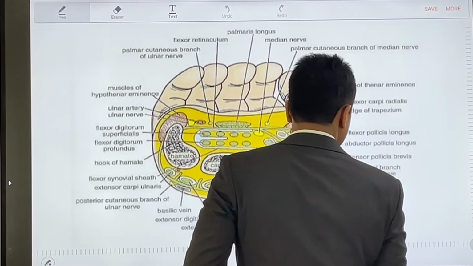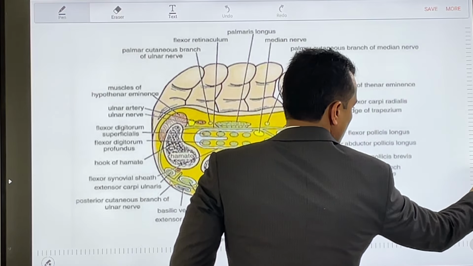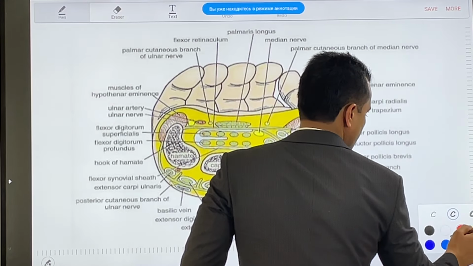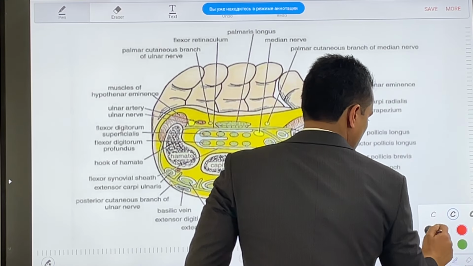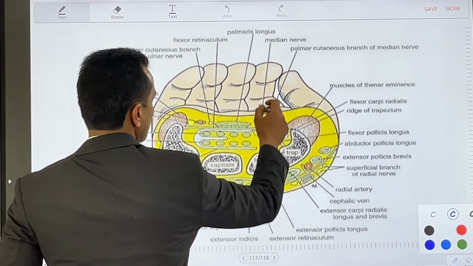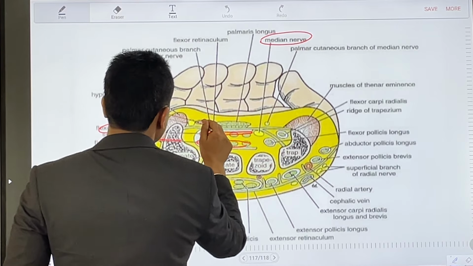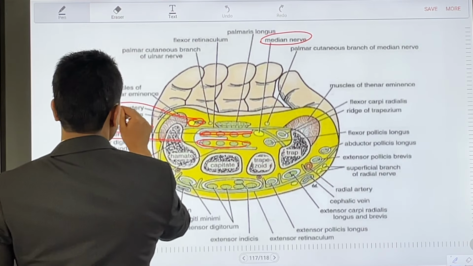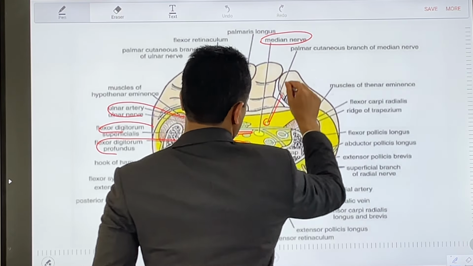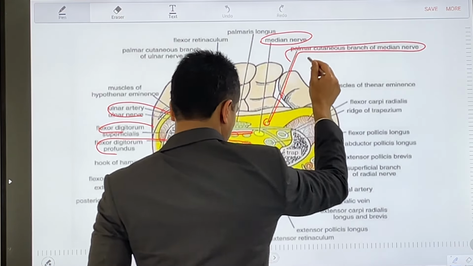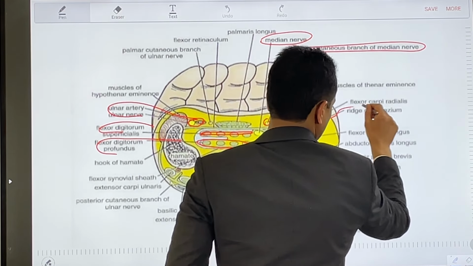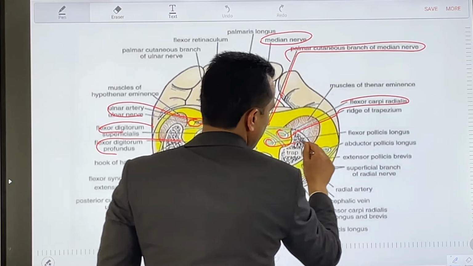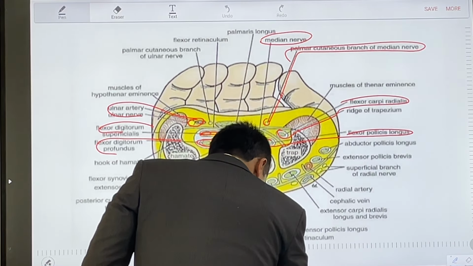So here you can see, guys. Okay, let me highlight these landmarks which I have drawn. Here you can see this is your median nerve. Here are 4 tendons on the roof, flexor digitorum superficialis, and 4 tendons on the floor, flexor digitorum profundus. Here is your Guyon canal, which has the ulnar nerve and ulnar artery. This is the palmar cutaneous branch of the median nerve, which is passing outside the tunnel. Here you have the flexor carpi radialis tendon. Here you have another, the flexor pollicis longus tendon.